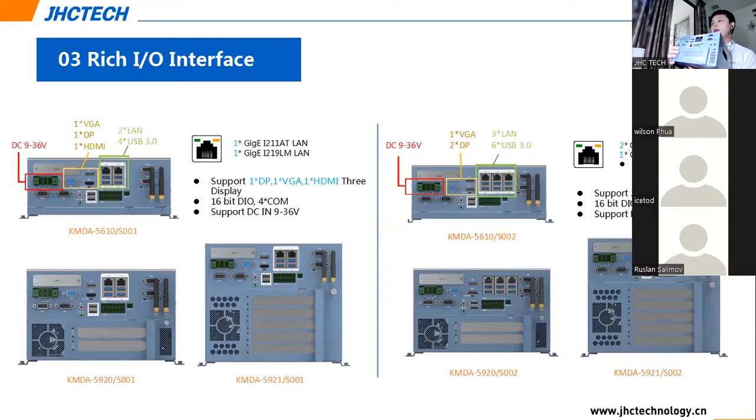This is the KMDA-5920, and it has 2 expansion slots. There are PCIe slots where you can install GPU cards. This side is the HDD slot. It can install 2 HDDs or SSDs here. And the rear side is the fan slot. It can install fans here for cooling.